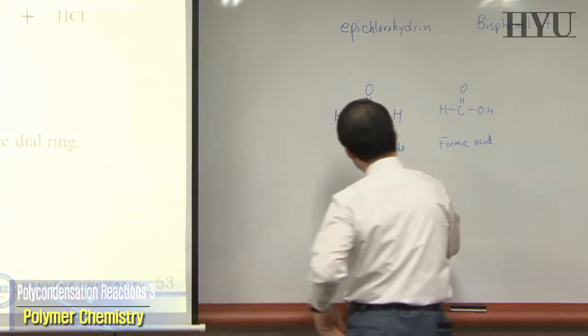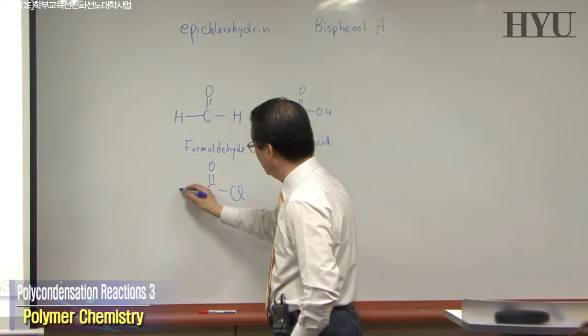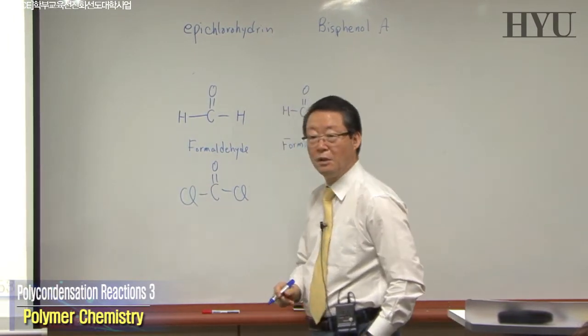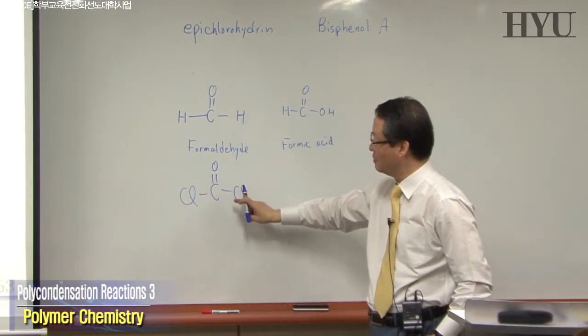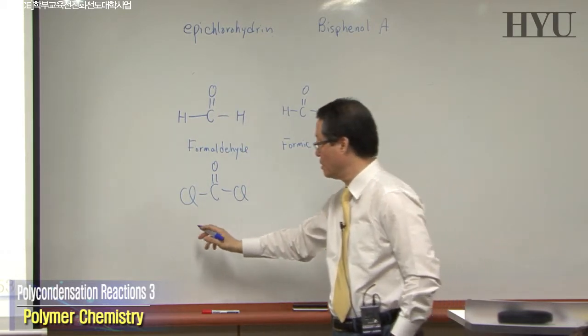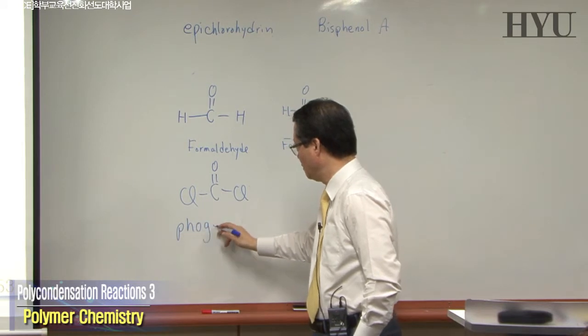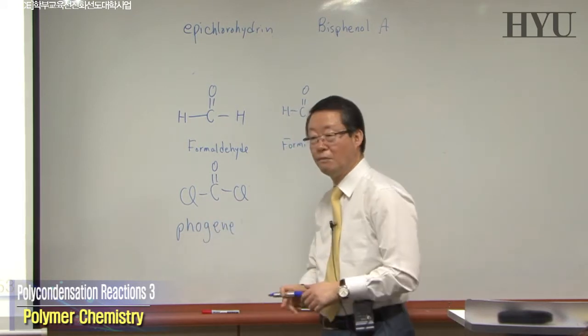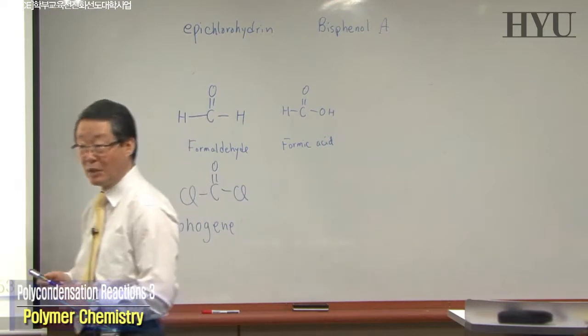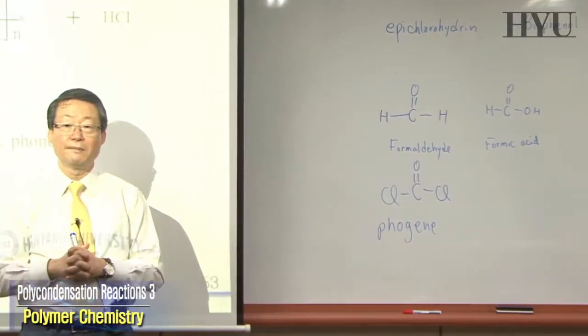Now, if you change this H with chlorine, this is much more reactive than formaldehyde. Okay? We call this phosgene gas, phosgene. Okay? This phosgene is very reactive, much more reactive than formaldehyde.